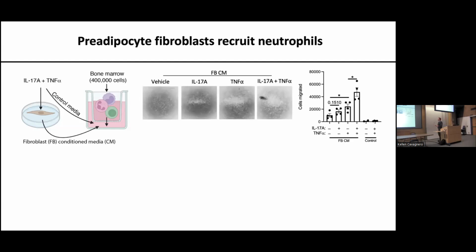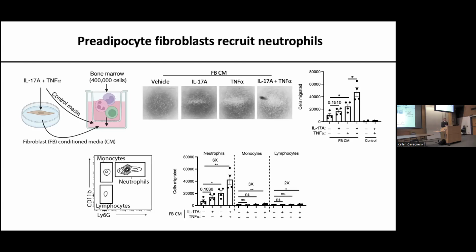And when we do this, we can see that fibroblasts, when they're unstimulated, promote some migration of leukocytes across the transwell. But when we first stimulate them with IL-17 and TNF, they promote significantly more migration of leukocytes. Notably, when we use just control cytokines, no fibroblasts, there's no effect.